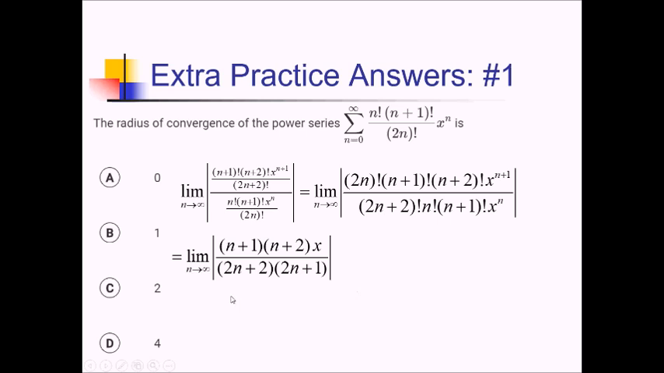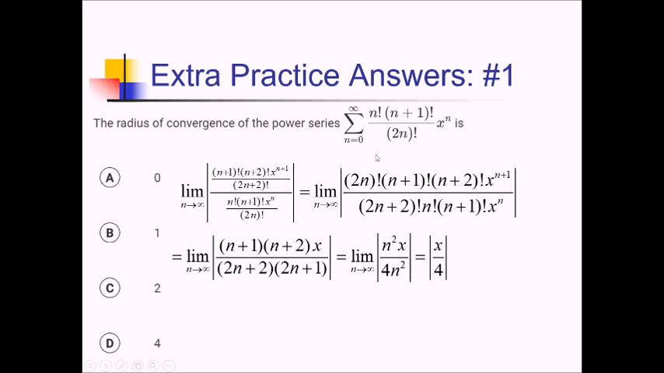Now as I take the limit as n approaches infinity, all these plus 1s and plus 2s that go with these n's can all be ignored. So this is essentially n squared x. And down here, this is going to be 4n squared if I ignore the plus 2 and the plus 1. The n squareds are going to cancel out, so that just ends up being absolute value of x over 4.